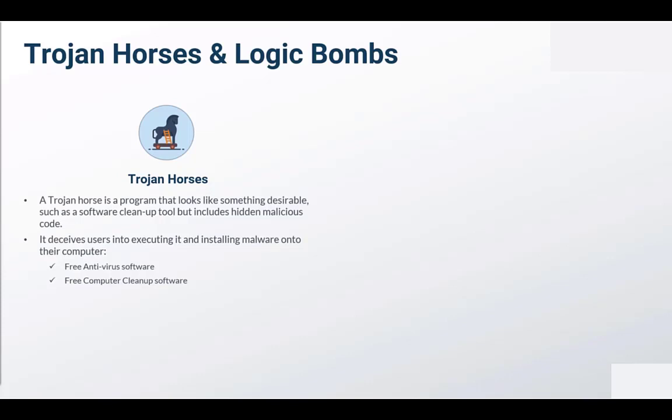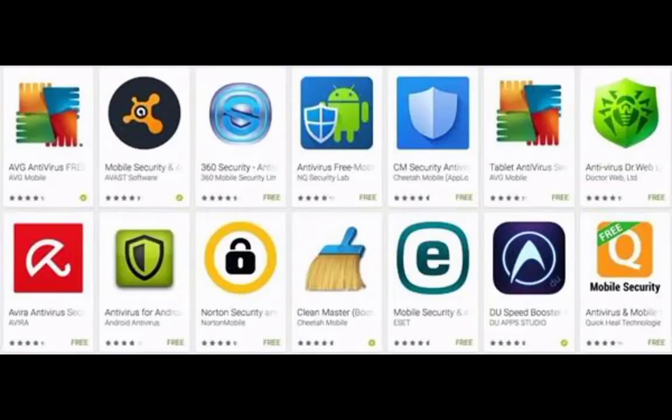So a Trojan horse is a program that looks like something desirable, such as a software cleanup tool, but includes hidden malicious code. So it will hide inside some usable program and execute on your system. It deceives users into executing it, installing malware onto their computer. For example, free antivirus software and free computer cleanup software are the best examples of Trojan horses, because they use the backdoor and enter your systems. So these are very dangerous malicious codes. So this is an example of the Trojan horse.